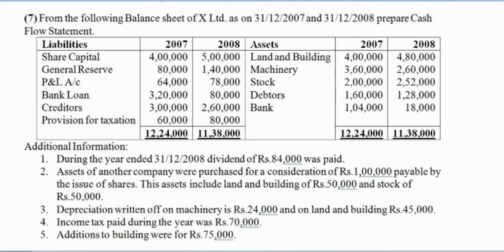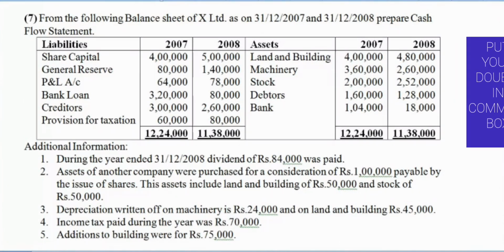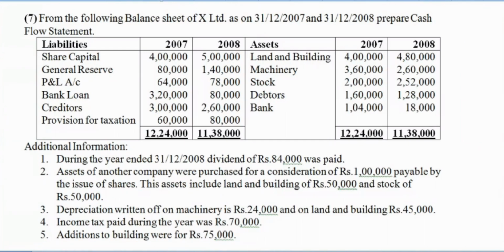During the year 31st December 2008, dividend of rupees 84,000 was paid. Assets of another company were purchased for consideration of rupees 1 lakh, payable by the issue of shares, and these assets include land and building and stock of rupees 50,000. Depreciation written off on machinery 24,000 and land and building 45,000. Income tax paid during the year was 70,000, and addition to the building is 75,000. These are the points. Very small example, we can say 5 points are there.